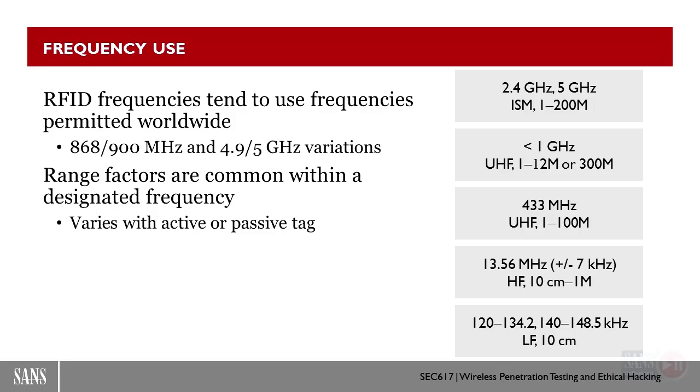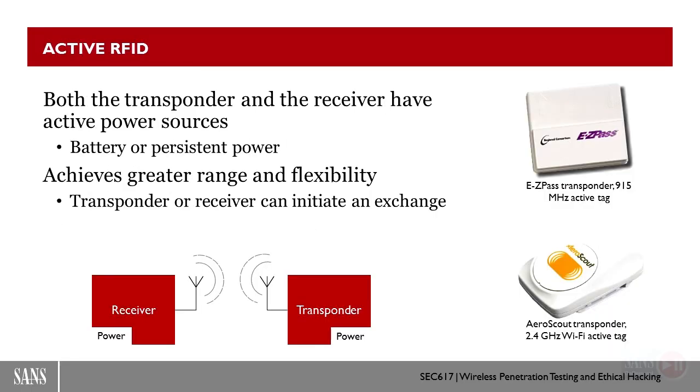So an active tag with some power, constant power, and a passive with no power, harvesting it from the environment. Active RFID are those with battery and that have the ability to transmit at significantly longer range. We'll have the transponder and the receiver. So the transponder being the tag itself, the receiver typically being in a fixed location, whether it be for a payment terminal or for near some doors for doing inventory.